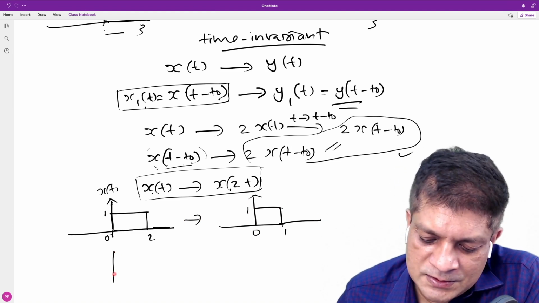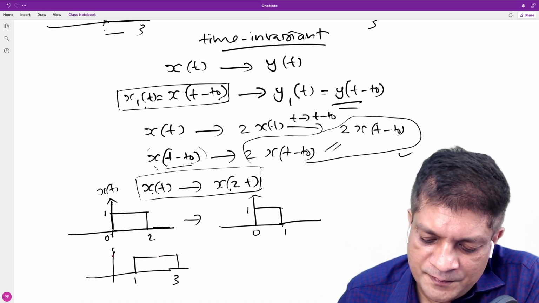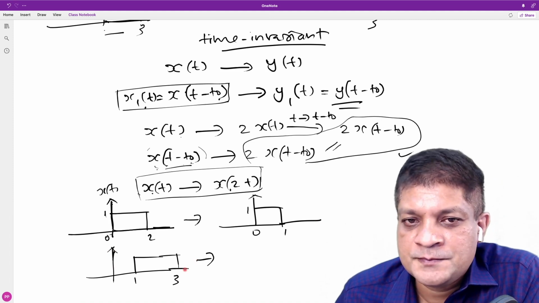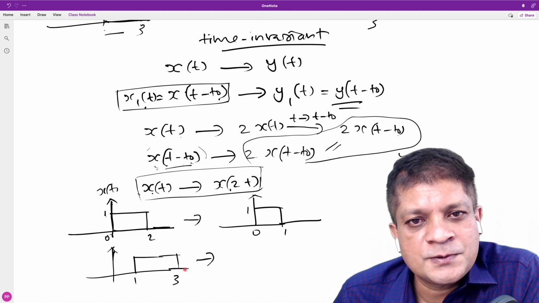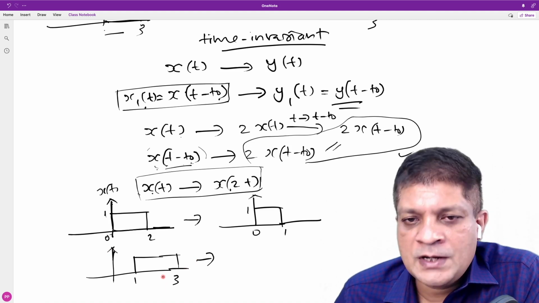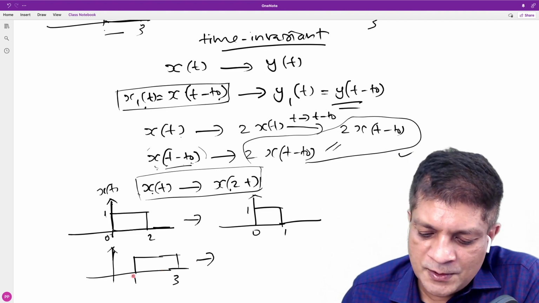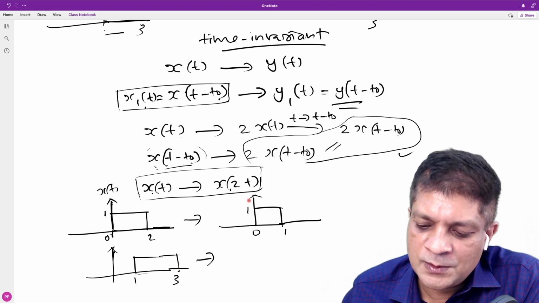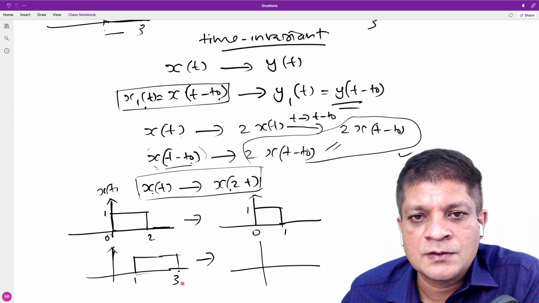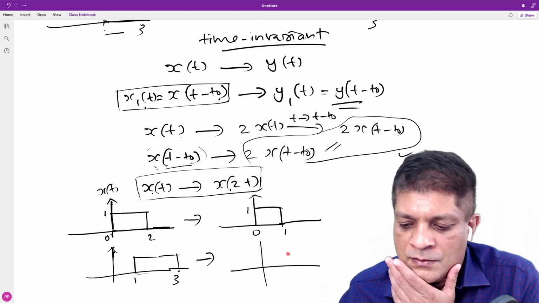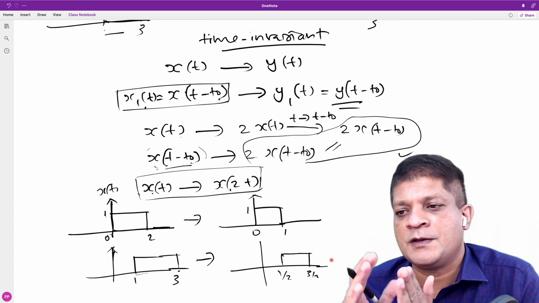Now if I am delaying this by 1, what is the output signal? Whatever input you are giving, the output is a compressed version of the input signal. So if this is the input, what is the system output? What is the compressed version of this? It is 1 by 2 to 3 by 2. It is compressed by a factor of 2.